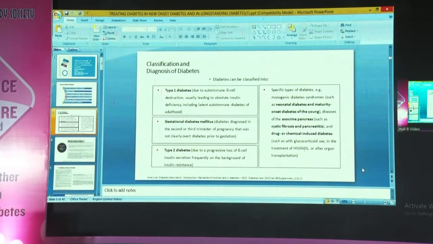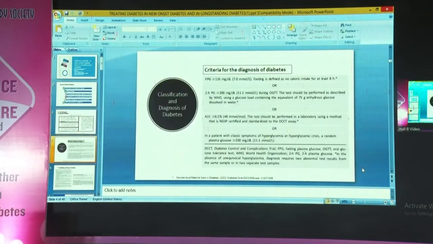Then, out of these classifications, what we need to address here is specific types of diabetes which we usually tend to ignore. Monogenic diabetes syndromes, such as neonatal diabetes and maturity onset diabetes of the young, and the exocrine pancreas etiologies like cystic fibrosis, pancreatitis, and drug or chemical induced diabetes. These are the secondary diabetes which we usually do not consider. Most of the time, because the major chunk of diabetes is type 2 diabetes, we often ignore this.